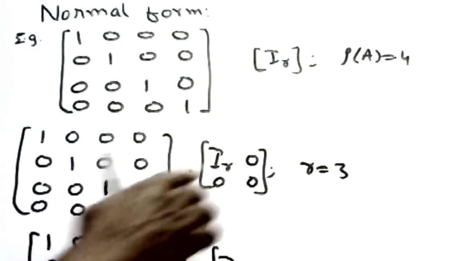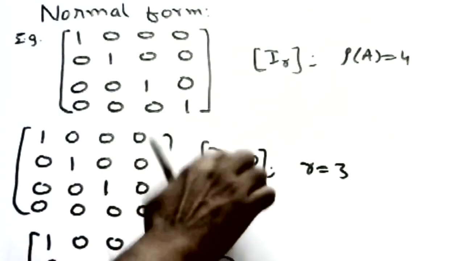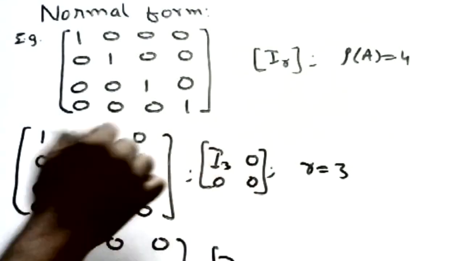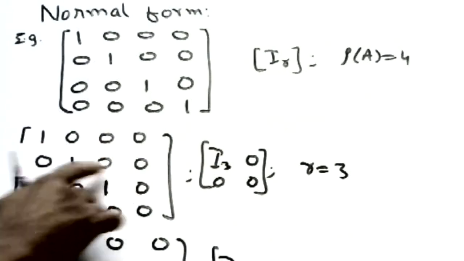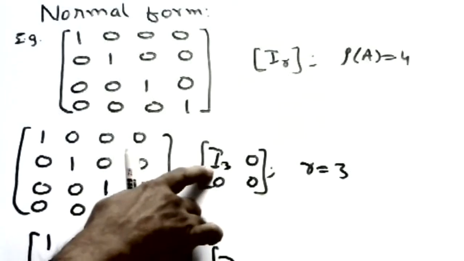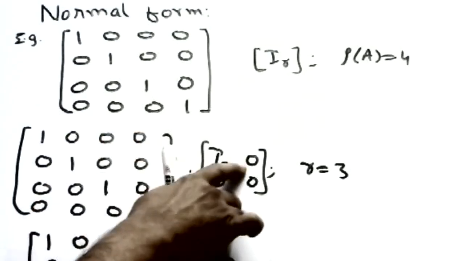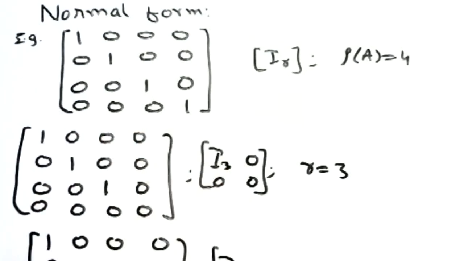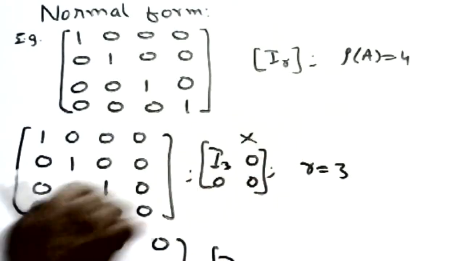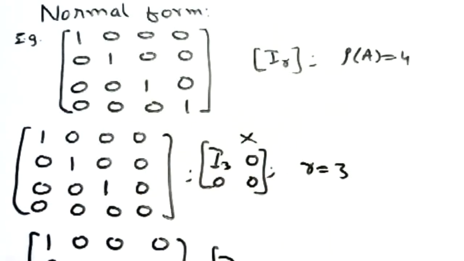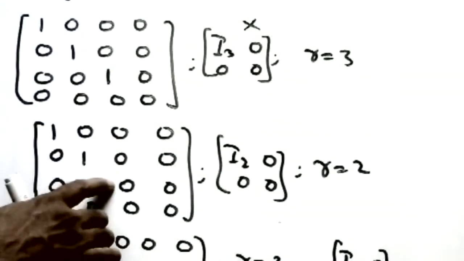We can write like this also. We are left with three ones. We can write I3, because this is the 3 by 3 identity matrix 1 0 0 0 1 0 0 0 1. For these zeros we wrote 0 here. So we can denote it like this also, but there is no need to denote, we can write the answer directly. This rank is 3.